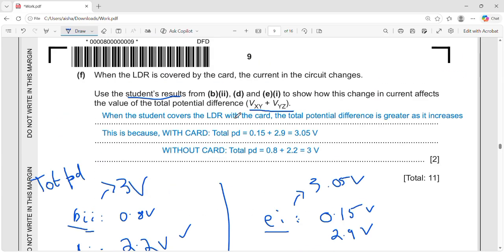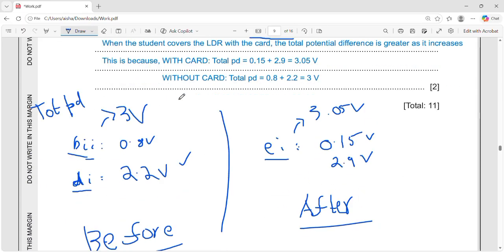When the student covers the LDR with the card, the total potential difference is greater as it increases. This is because with card, the total potential difference is 3.05, and without card, the total potential difference is 3. And you have to explain it because it says use the student's results.